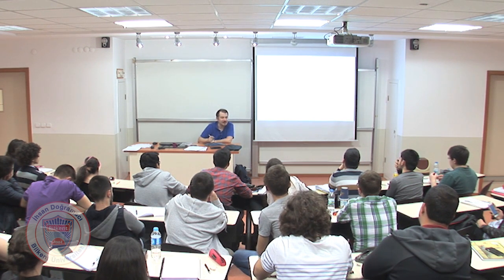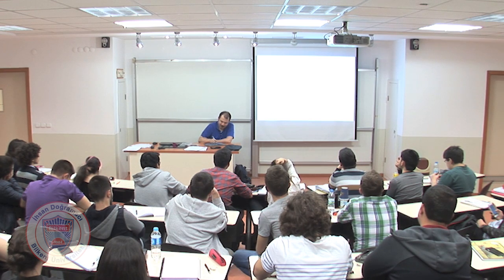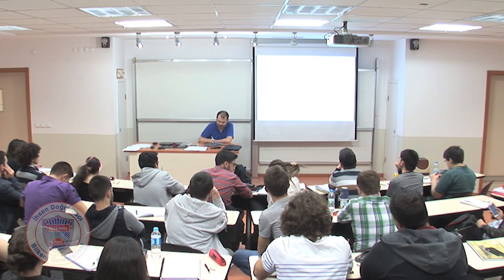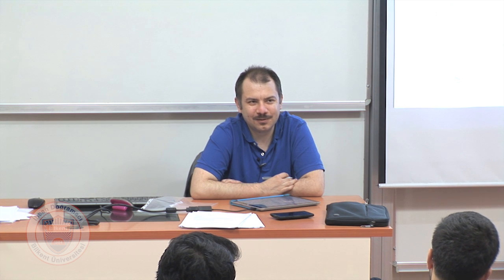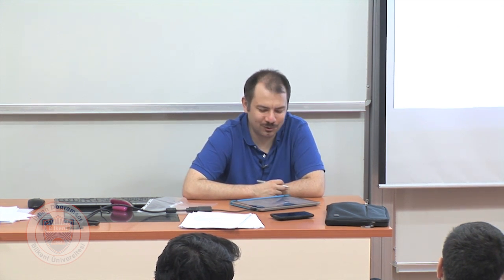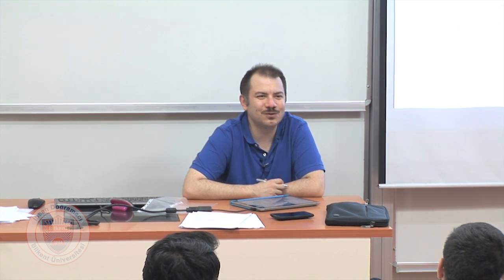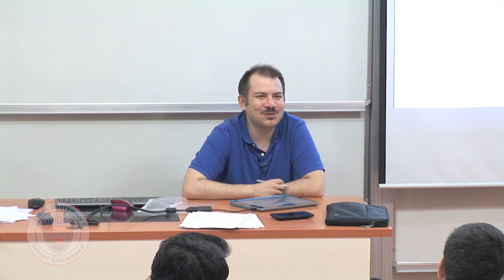That's it. So let's see. Mu 0 I over 2 pi d times 2 arctangent d over h. But if I blindly take the limit, both the numerator and the denominator go to 0, right? So I must do this limit carefully. How can I do that? L'Hopital, that's one way to do it, but I don't think you remember the derivative of an arctangent. You don't even remember the derivative of the tangent. So that's not a bad joke. Come on.